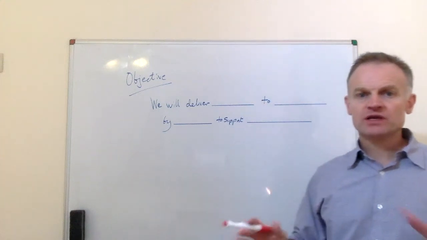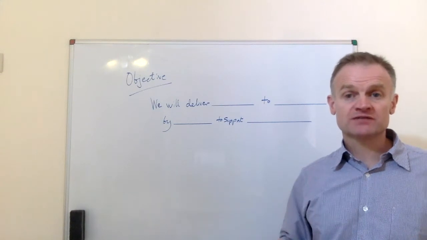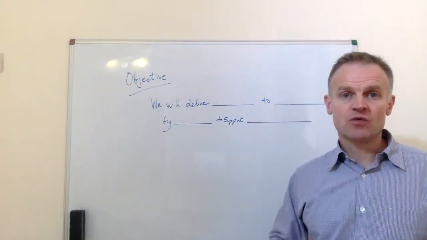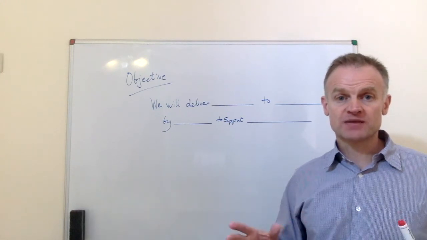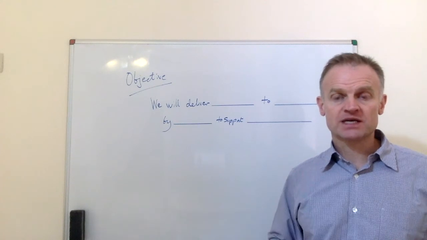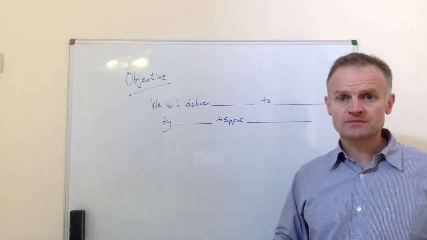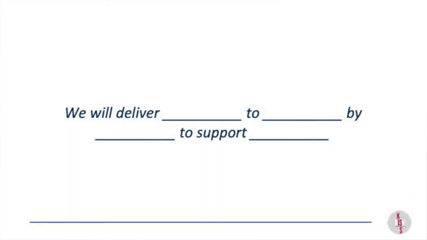So something that can be really useful while you're in the planning stages is to create a little objective statement. And that's going to help you stay focused throughout the assessment on what it is you're trying to achieve in some of the critical components. So it's a short statement. You can use this little structure here, this little template here, and you can put this together pretty early on during the scoping phase. So basically the format we have is we will deliver, to, by, and to support.